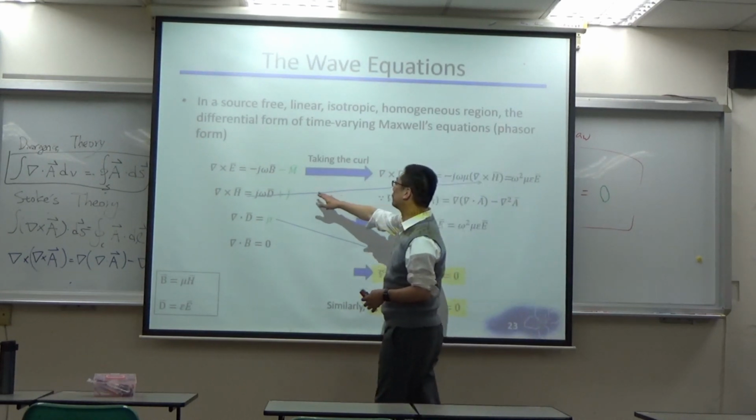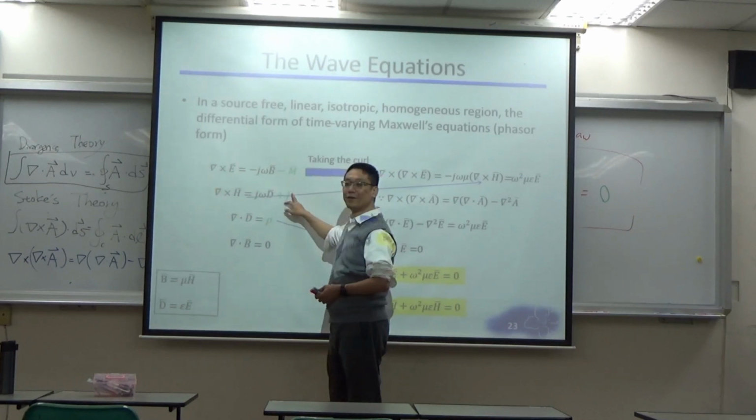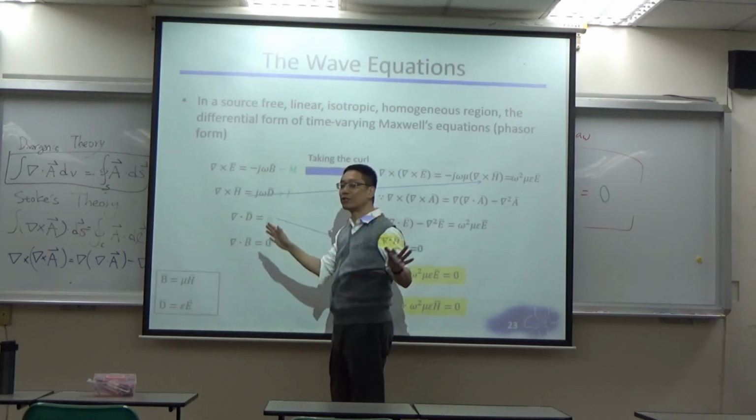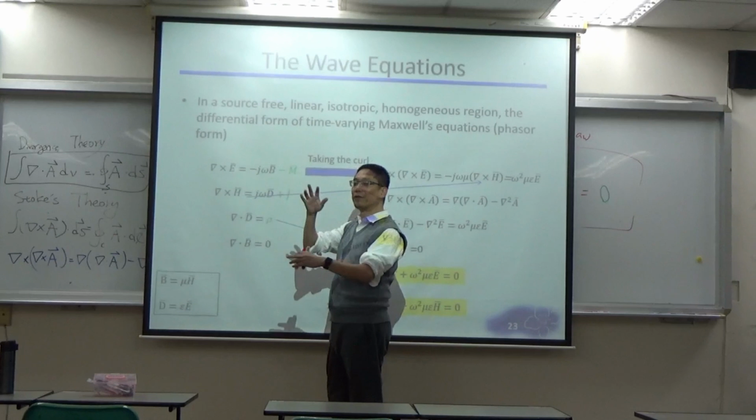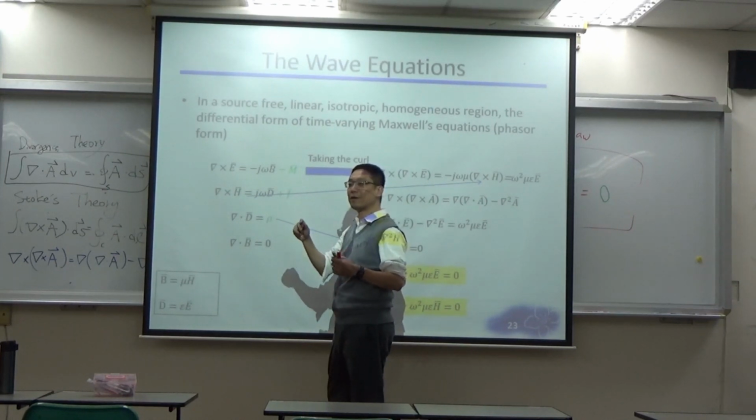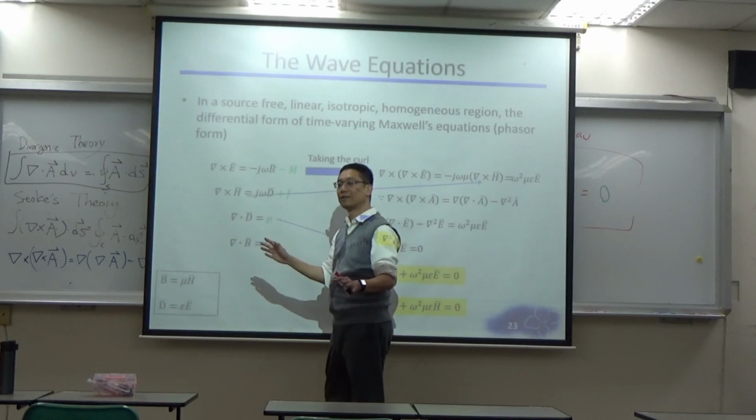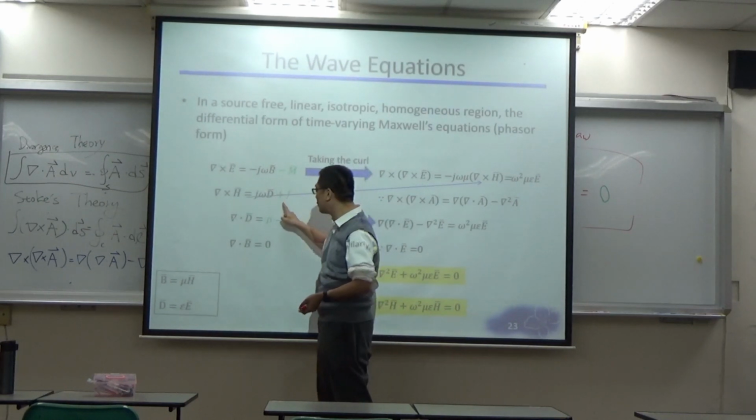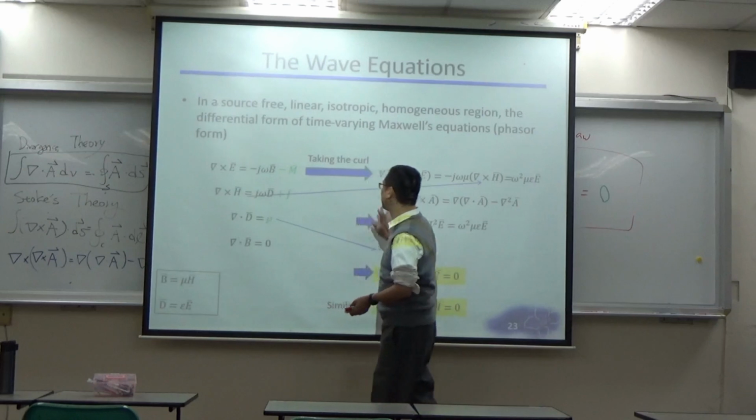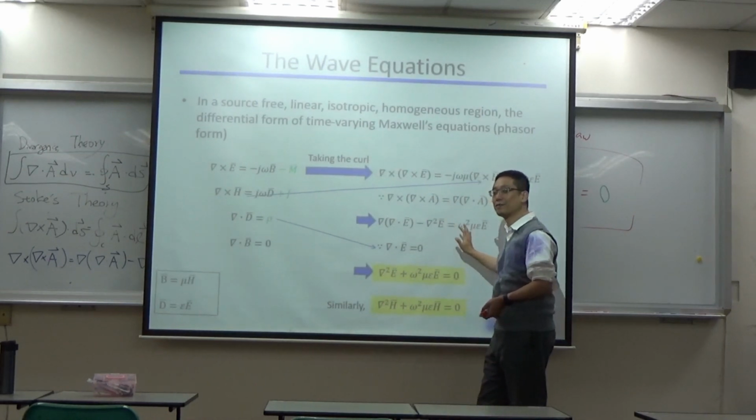Sourceless: no charge, no magnetic current, no current density, there's no charge. I have only the E field and H field in the material, in the air. Okay, so 0, 0, 0, then it's easy to calculate. Everything is easy.